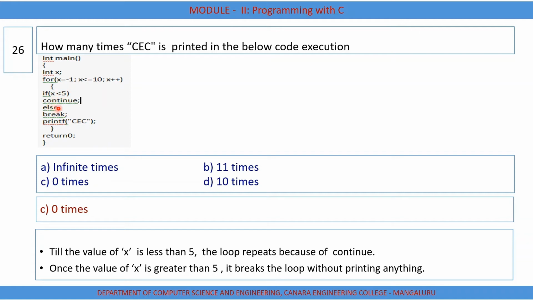So control will go to the else part. In the else part, I have given break, so the control will directly come out of the for loop and return 0 is executed. That is why the printf statement is never executed. So the printf statement is executed 0 times, and option C, 0 times, is the correct answer.